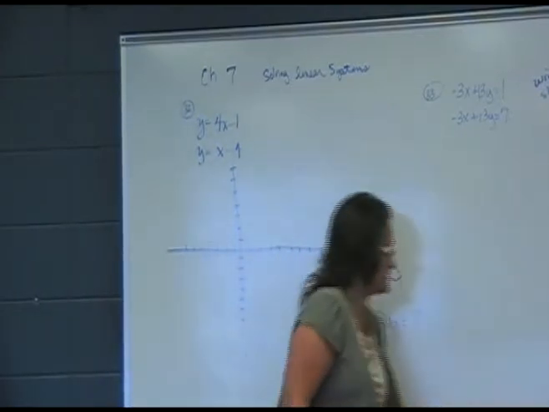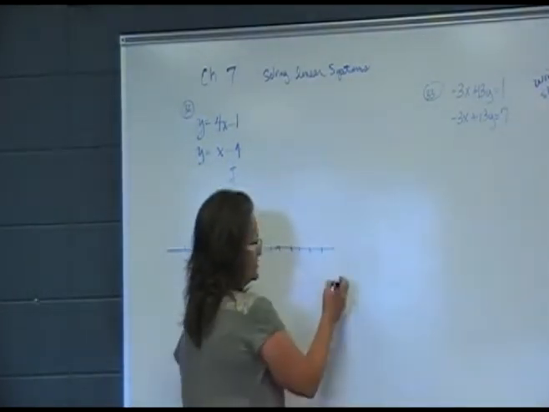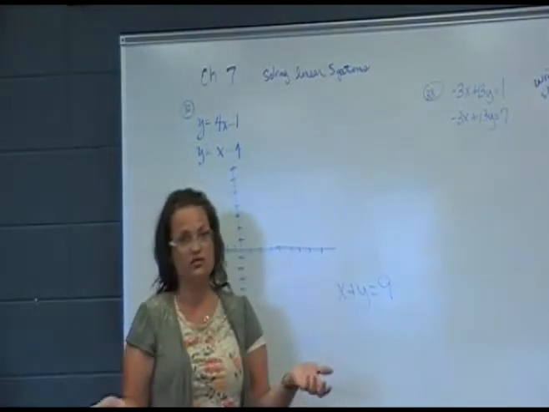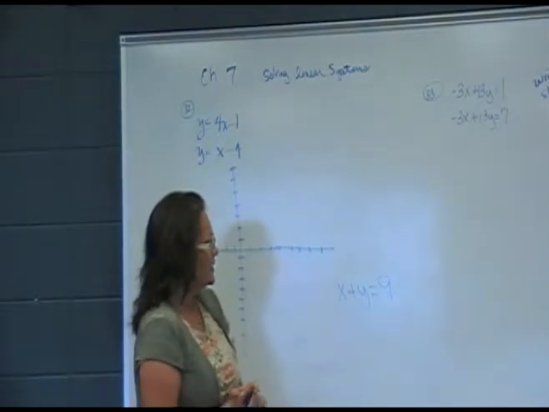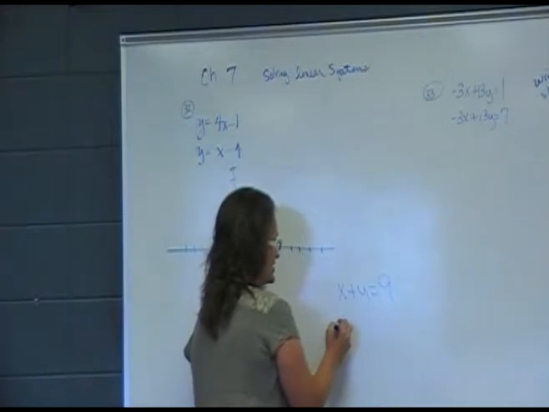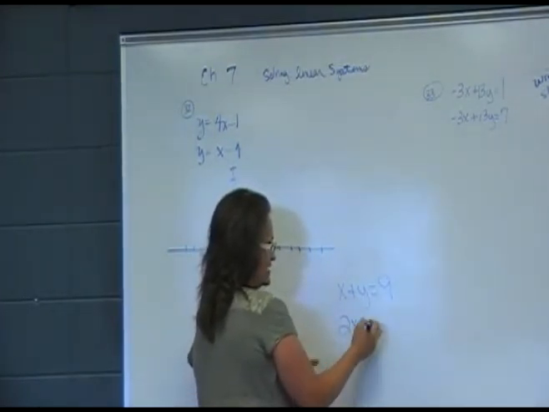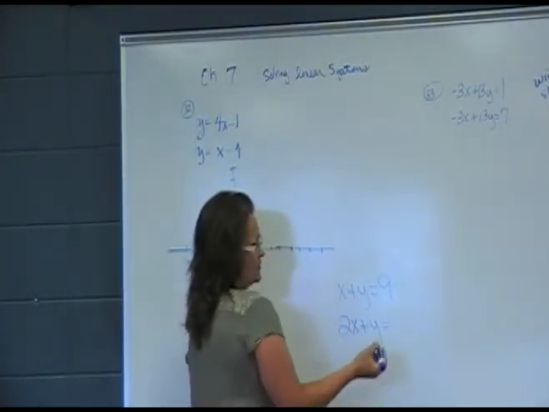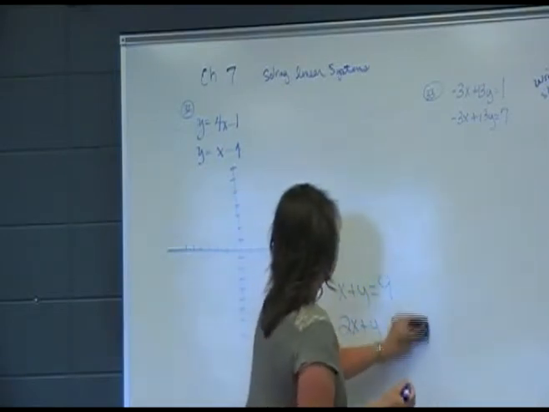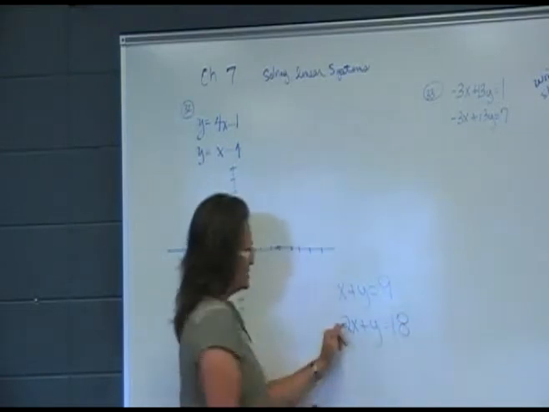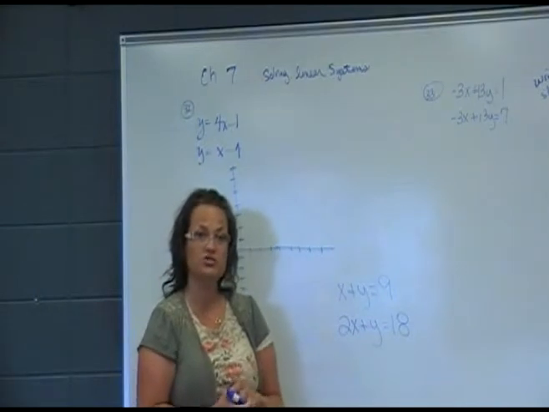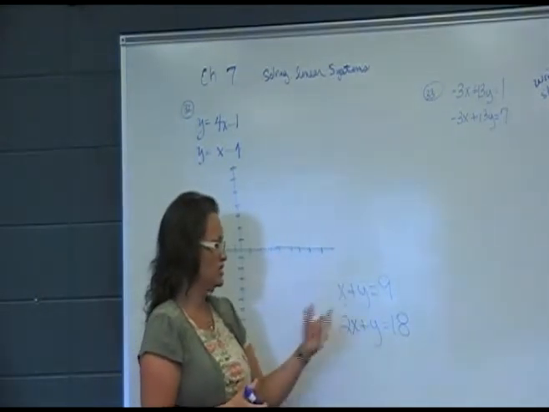For example, if I said I bought two items at Walmart that add up to $9. Again, you can do that a million and one ways. But then if I said one of the items was twice the other item, so twice x plus y equals 18. Twice item x plus item y equals 18. Now there's only going to be one solution that solves that. And so we're going to go through some strategies.